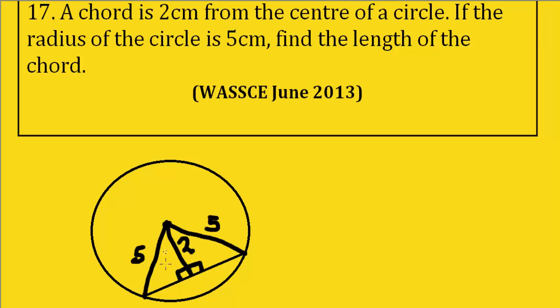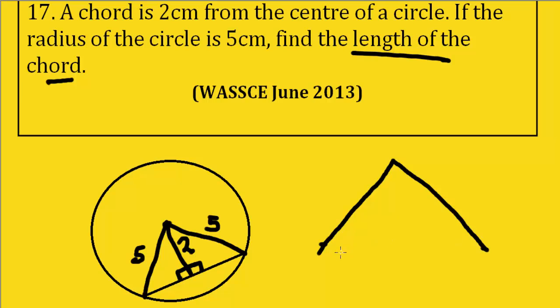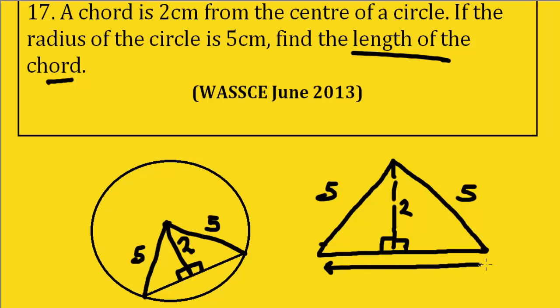So now we have a sort of triangle going on here, and I'm going to redraw the triangle outside. And we're going to focus just on the triangle, because what we need to do is find the length of the chord. So I'm just going to draw the triangle outside. So this has a length 5, height of 2, right angle here, and this is the length of the chord. We don't know what the length of the chord is. Let the length of the chord be an unknown. So let's call the unknown variable x.